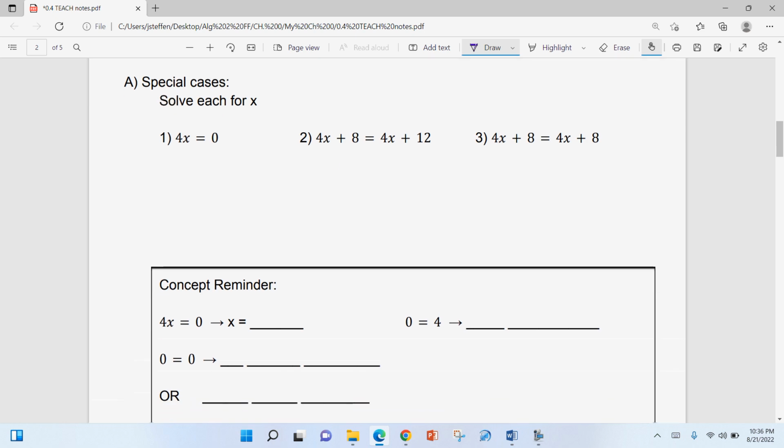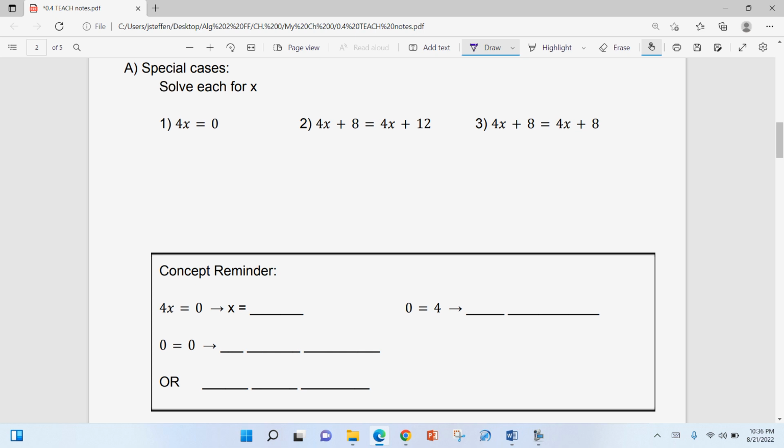So we're starting off with some of these special cases. We're solving these for x. So the first one, we divide both sides by 4. 0 divided by 4 is just 0. So x is equal to 0. Not really a special case. It's a little bit unique. It doesn't happen a lot, but x is equal to 0 is completely fine.